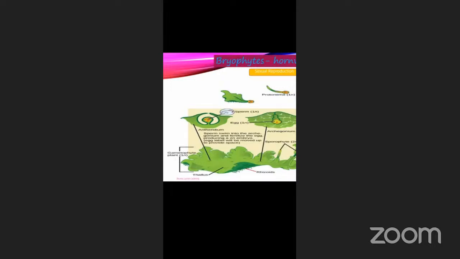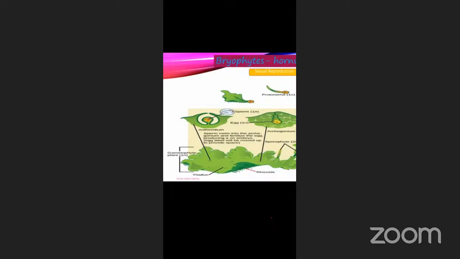And the gametophyte plant body is greenish in color with chlorophylls. And they possess rhizoids. And some scale leaves are also present on the dorsal side of the thallus. Rhizoids are to absorb minerals and nutrition. What are the scale leaves? Scale leaves are brown in color, meaning they do not have pigments.